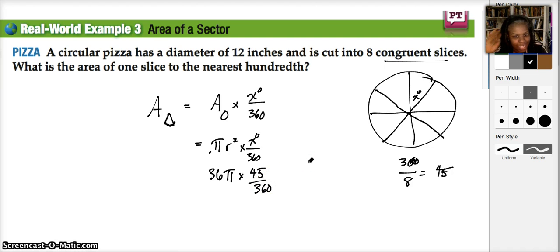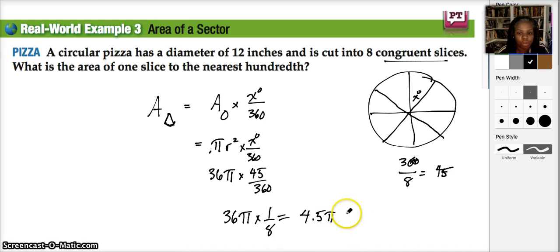And then 36 pi times 45 over 360 is the way we would do it. Honestly, now that I did that, if it's 8 equal slices, that means that this fraction was just 1/8. So then it should have just been 36 pi times 1/8, because that's what this would reduce to anyway. 8 goes into 36, not evenly, 4.5 times. So the answer literally is 4.5 pi, or you could write that as 9 over 2 pi.